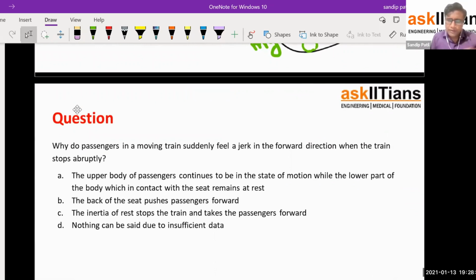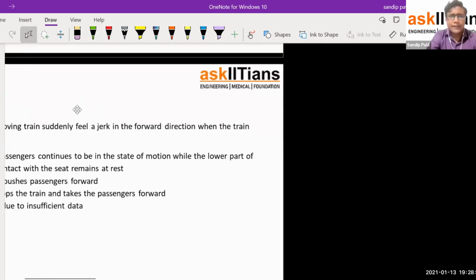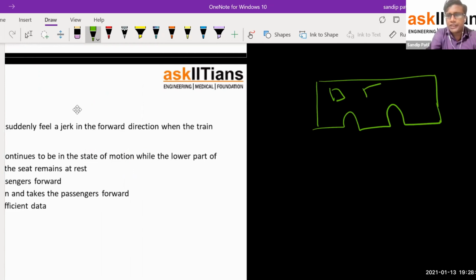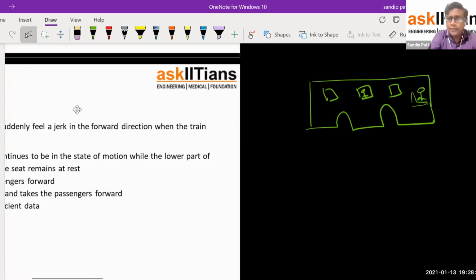So first of all, let's solve this question. Let's understand what the concepts in this question are. The first question says, why do the passengers in a moving train suddenly feel a jerk in the forward direction when the train stops abruptly? Instead of train, let's consider a bus. We are all familiar with the bus, right? Consider the bus is moving. You are sitting in the bus like this here, right? The driver is here on the chair, obviously. Now consider he applies the brake.